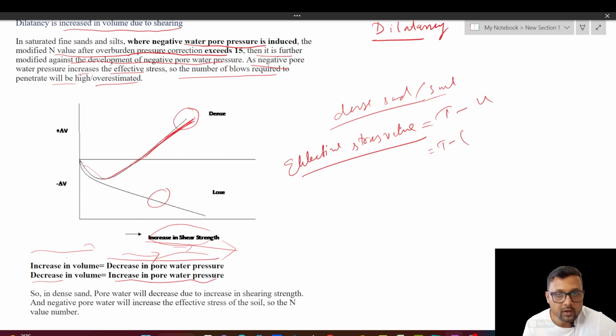If the pore water pressure decreases in case of dense sand, negative pore water pressure might be induced. So the effective stress is now increased because the pore water pressure becomes negative. If the effective stress is increased, the number of blows required to penetrate 12 centimeters will be higher. That means the N value will be overestimated. This overestimated N value needs to be decreased or de-escalated.